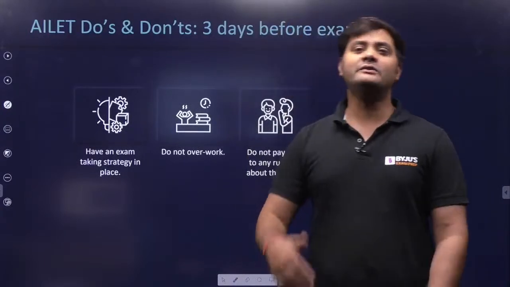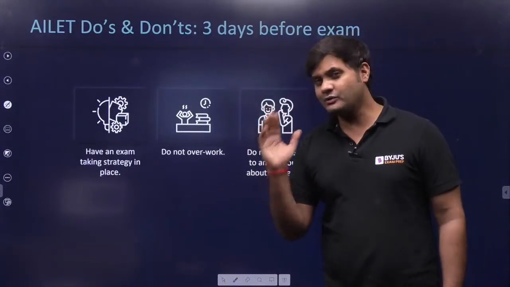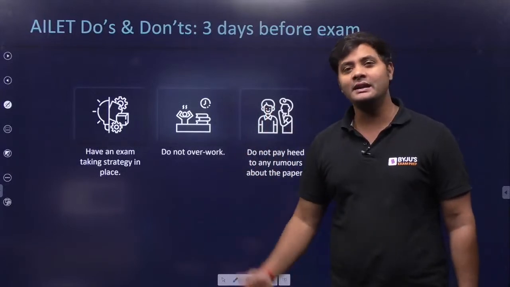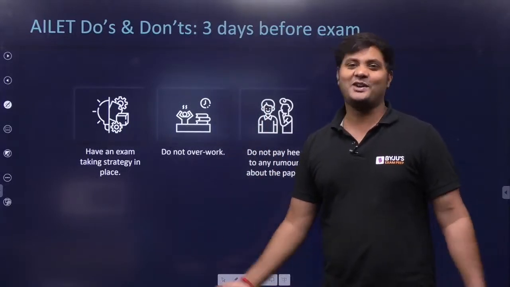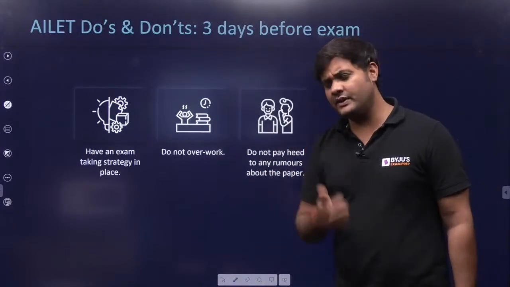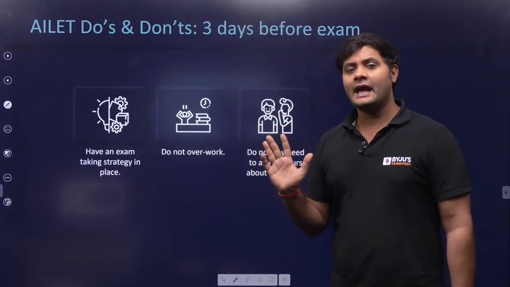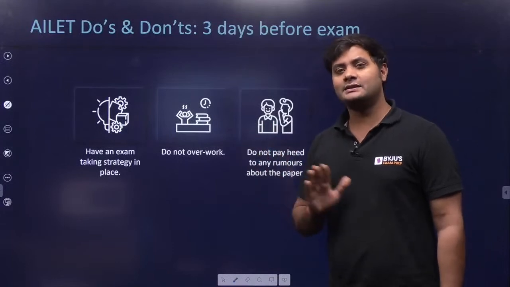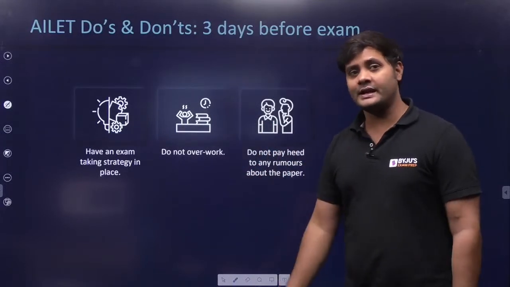How to distract yourself? Start studying again. Whatever the results are, you'll have to give AILET. Even if you get AIR 1, you'll have to give AILET. Why not, right? So do not overwork. Think along these lines that even if I get AIR 1, I will give AILET. Have this clarity in mind so that nothing can distract you from giving your exam.